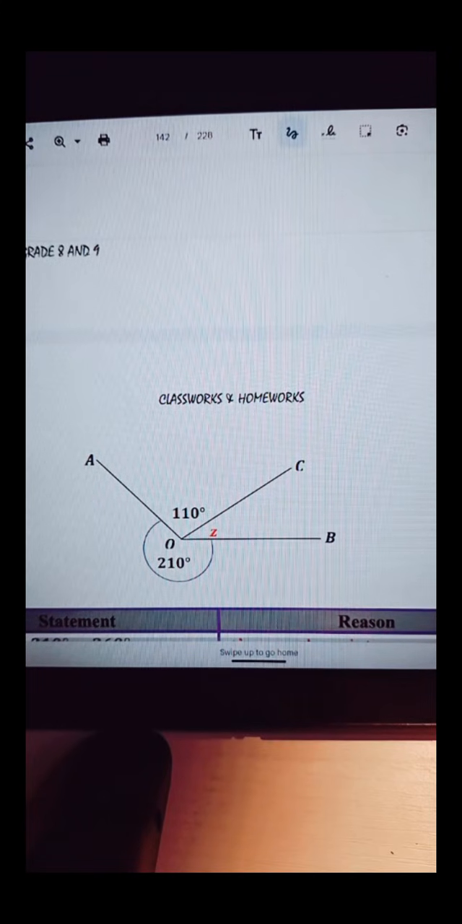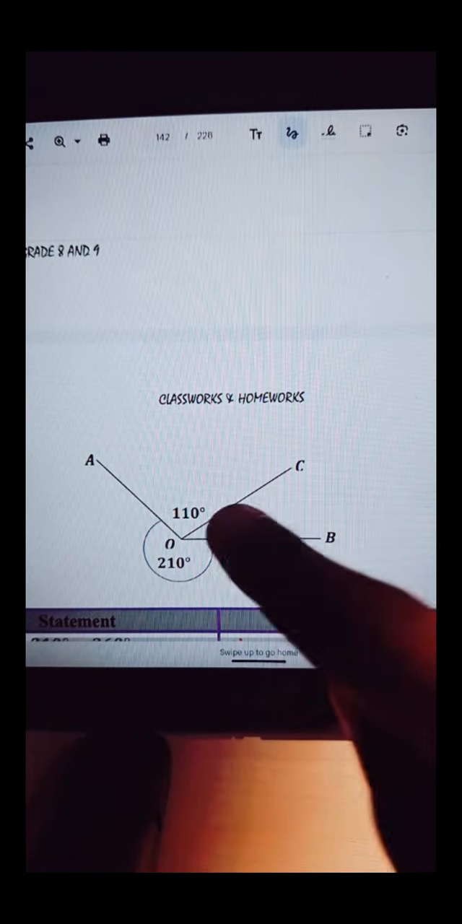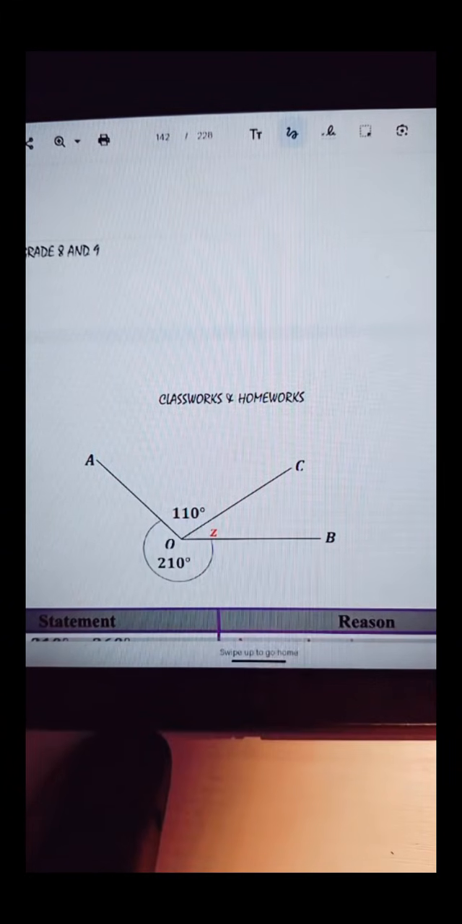So XYZ Cartier, you are making me smile. Very good. 110 plus Z plus 210 is equal to 360. Reason? Angles around a point. Then you transpose everything. You take the 210, changes from positive to negative. Take the 110, changes from positive to negative. So you have 360 minus 210 minus 110, which gives you what, guys? What's 360 minus 210 minus 110?